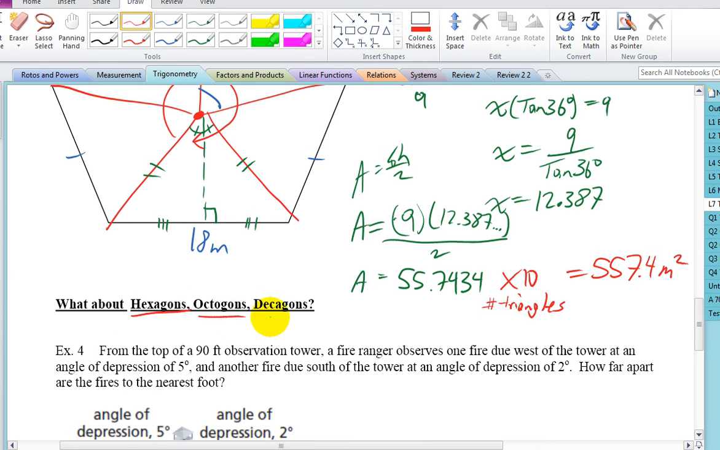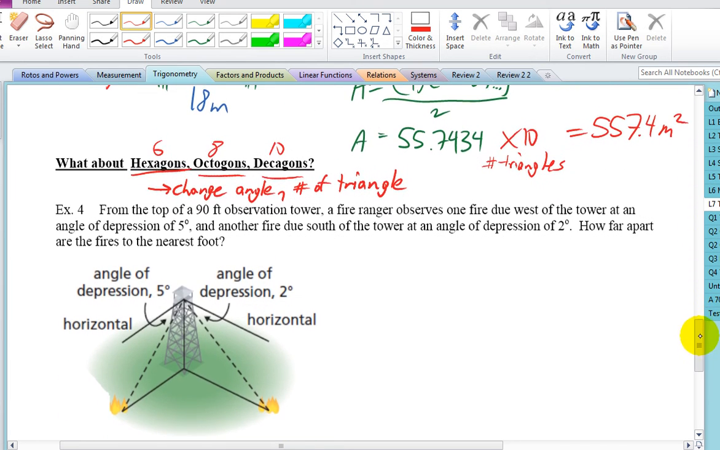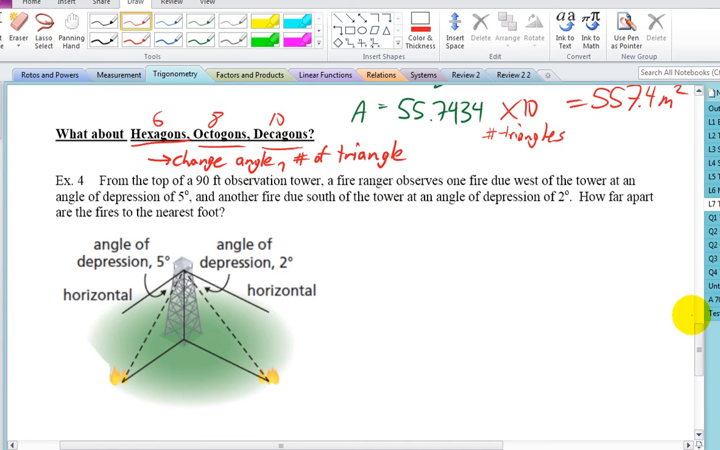I might give you a hexagon, an octagon, or a decagon. So this would be 6, 8, or 10, or another one, a nonagon, something like that. So this would just change the angle and the number of triangles. So when I give you a different shape, you just got to be careful with that. Please read the question. Next one.